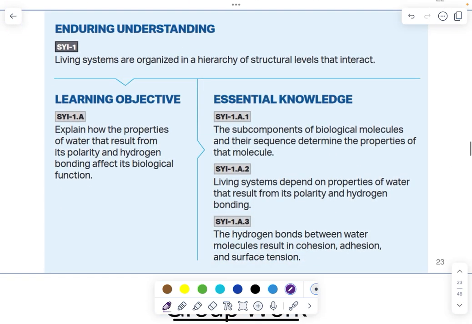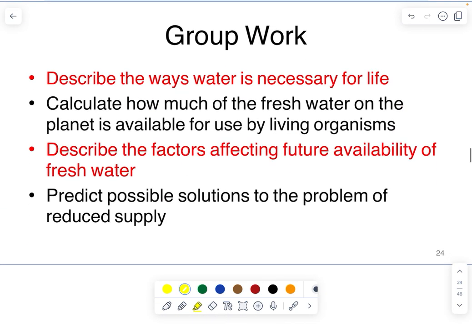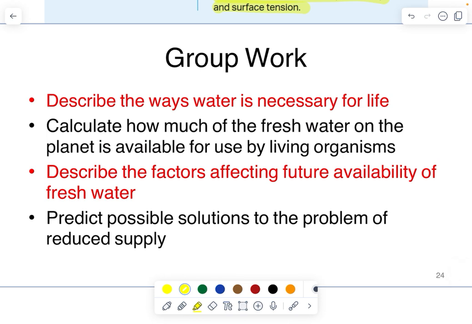Okay, so here's our enduring understanding. We have to understand how the properties of water result from its polarity and hydrogen bonding. Okay, we depend on water. Water molecules result in cohesion, adhesion, and surface tension, and their structure determines the properties of that molecule. So, on your own, of course, we're not doing it in a group because we're doing it at home to save a little time. Describe the ways water is necessary for life, and calculate how much of the fresh water on the planet is available. You don't really have to do that. Describe the factors available. Think about these answers. What would affect the future availability of water?